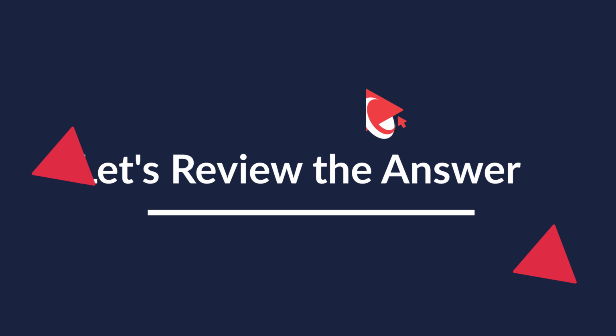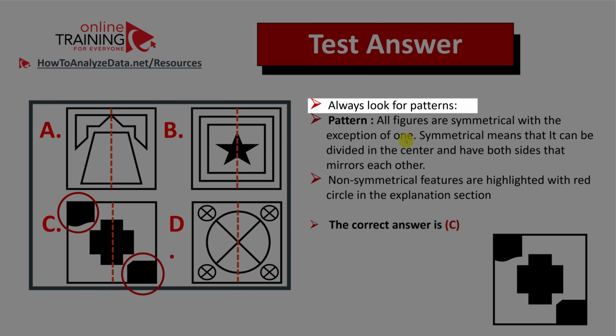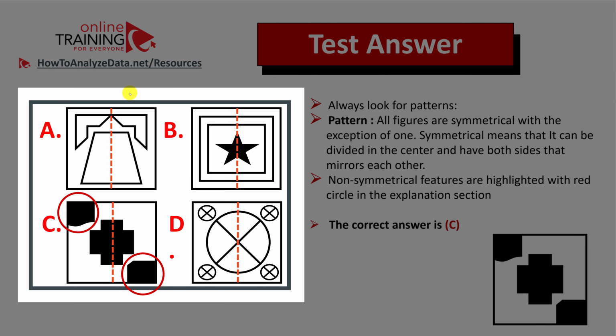Do you see the answer? Let's continue to see how we can solve this challenge and get to the correct solution together. My advice to you, always look for patterns. And in this particular case, the pattern is that all figures are symmetrical. If you draw a line from top to bottom of figures A, B, and D, you see that those figures are symmetrical because the left side of the figure is equivalent to the right side of the figure.